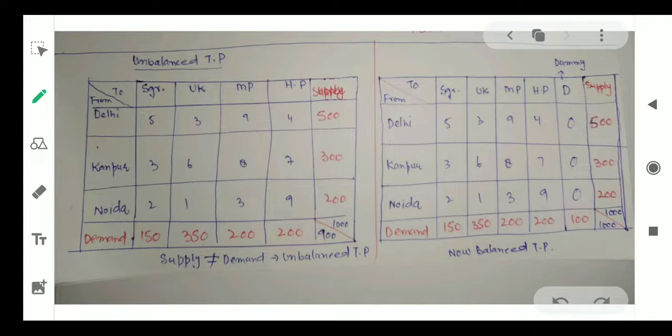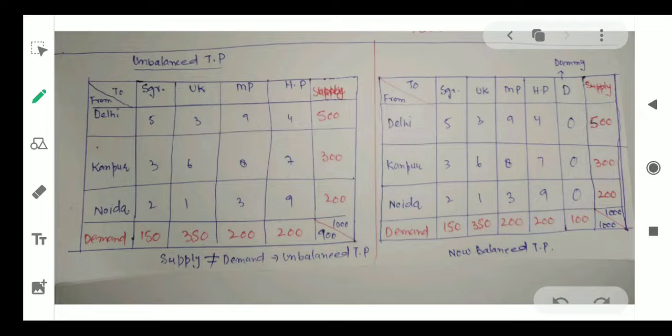Here in the slide you can see the supply from this side and the demand from this side. The supply is 500 plus 300 plus 200, which is equal to 1000, while the demand is 150 plus 350 plus 200 plus 200, which is equal to 900. Here the supply is not equal to demand. When the supply is not equal to demand, we call it an unbalanced transportation problem.